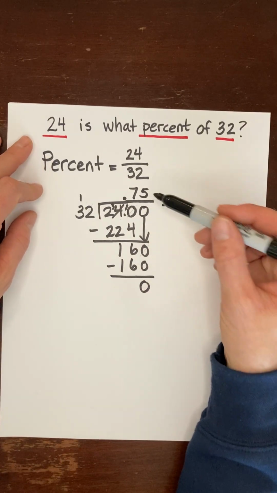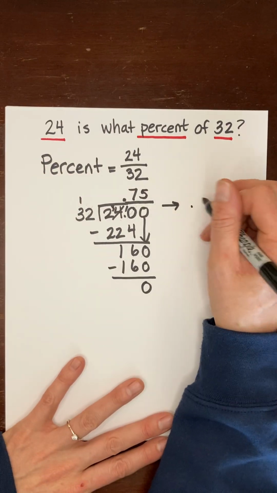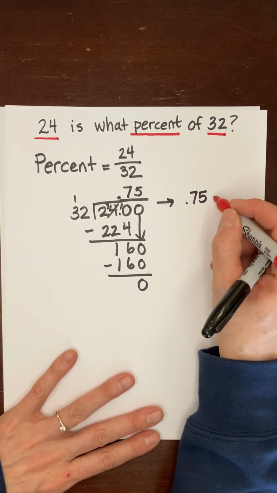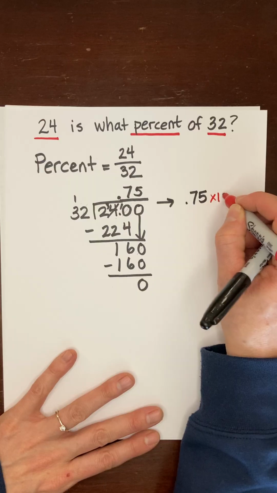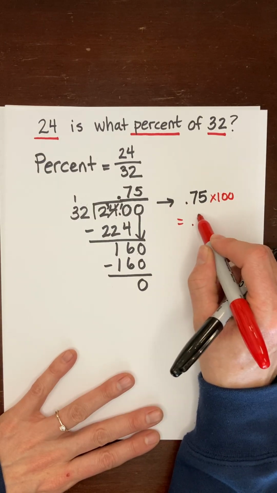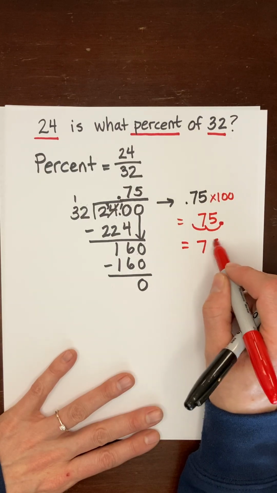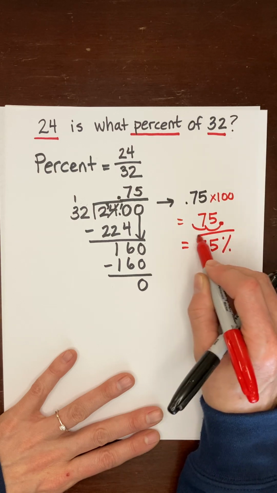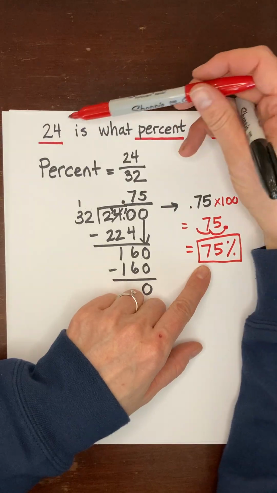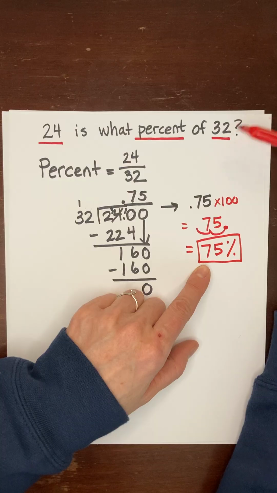Okay, so I'm near the end, but I'm not there yet because my answer needs to be a percent, and this is in decimal form. I want it to have a percent sign. So I'm going to take my number and turn it into a percent by multiplying it by 100. When I multiply by 100, it means that I move the decimal 2 places to the right. So 0.75 becomes 75. So my answer is 75%. Okay, so let's plug this back into our sentence. It means that 24 is 75% of 32.